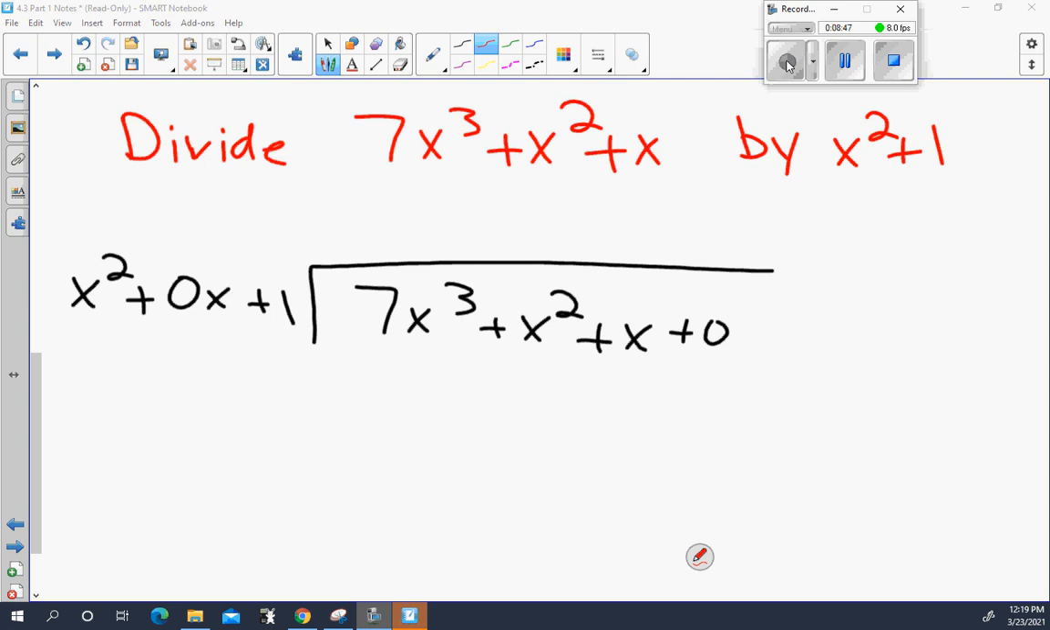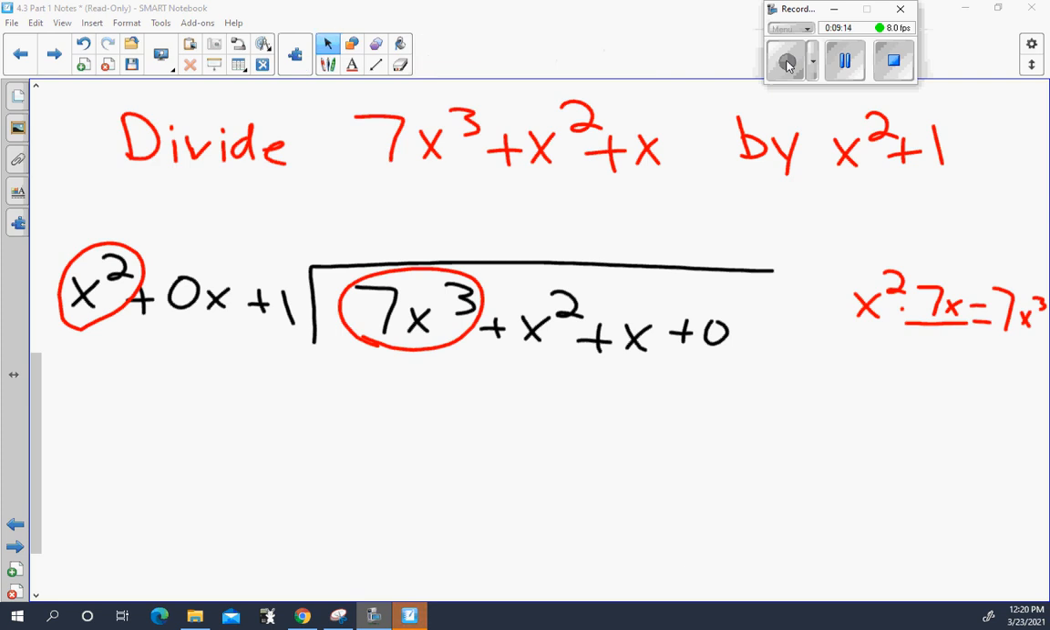Okay. So I incorporated that 0x. Now, again, all I care about is the front two numbers. How do I get from x squared to 7x to the third? We'll go back to our last lesson, multiplying polynomials. You should know that we have to multiply x squared by 7x. That's going to be part of my answer. Where am I going to write that? Right above my other x. 7x. Okay, so 7x times x squared gets me 7x to the third.